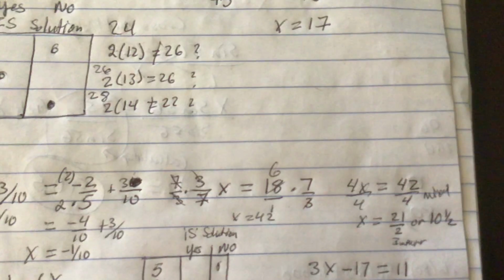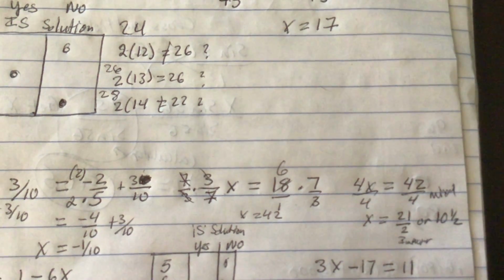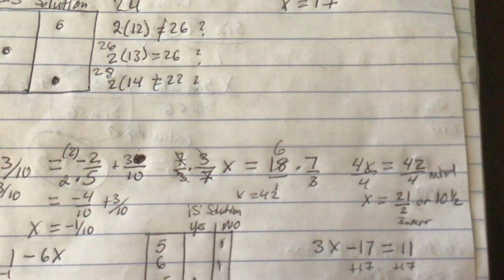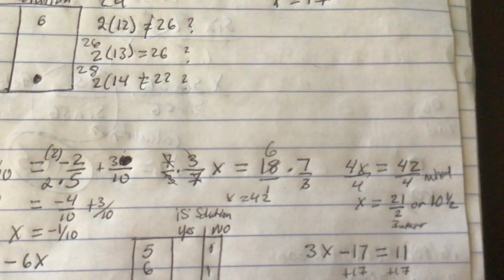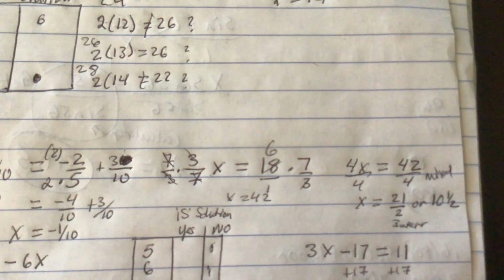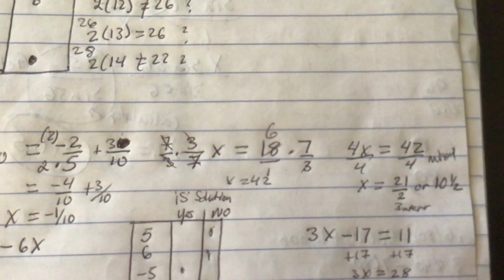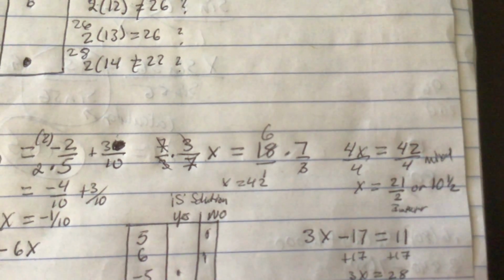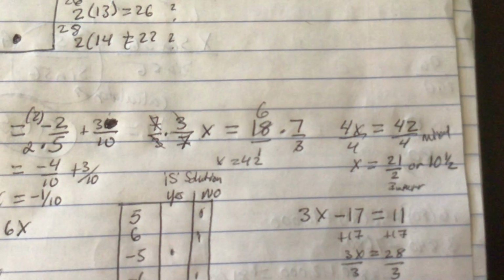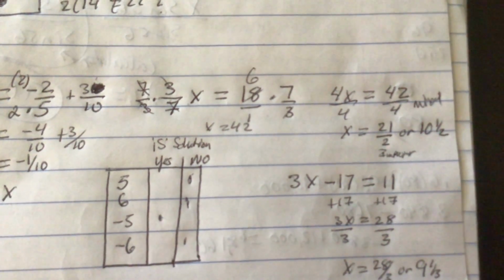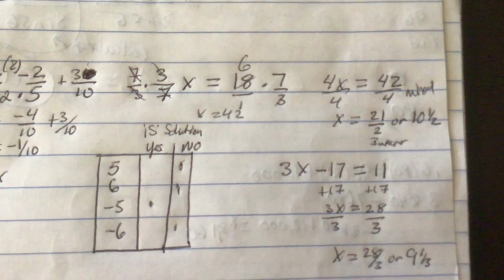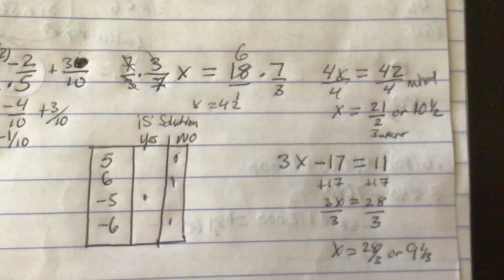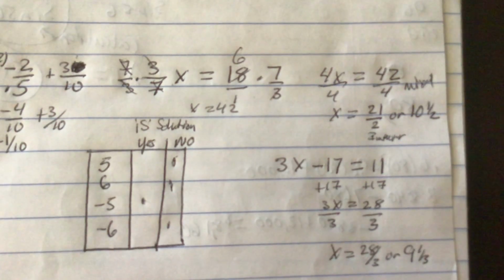So again, the first step is to get rid of whatever is being added or subtracted. So I'm going to get rid of the negative 17 by adding 17. Again, you do the opposite. Add 17 to both sides. Don't do it to just one side. Do it to both sides of the equation. That's going to give me 3x equals 28. Now I'm going to divide both sides by 3, and x will just equal 28 thirds, which is 9 and 1 third. Okay? Those are the type of questions you will see on the Alex assignment for this week.